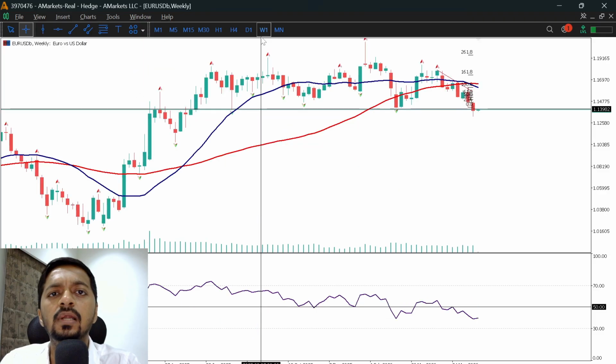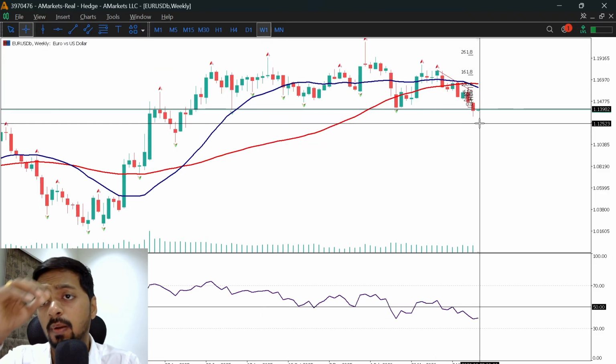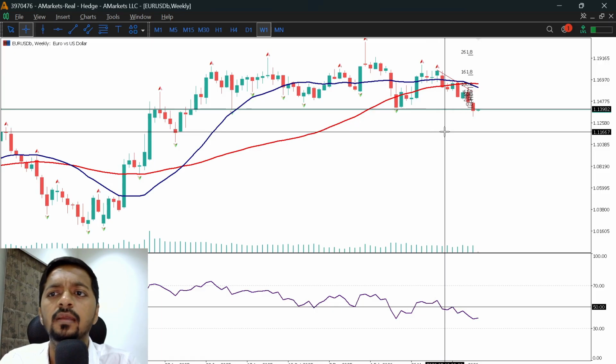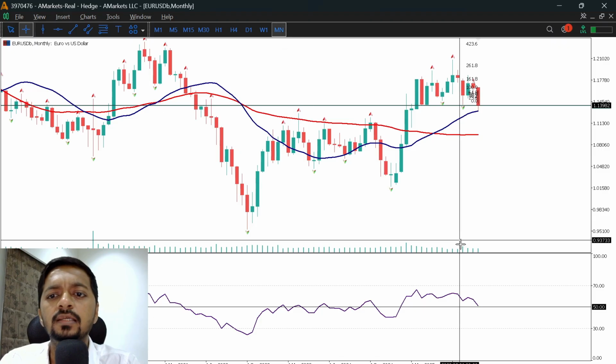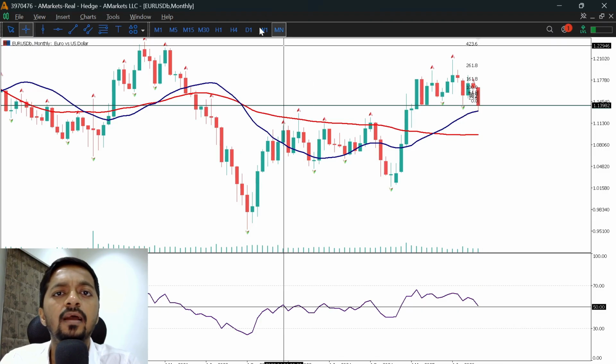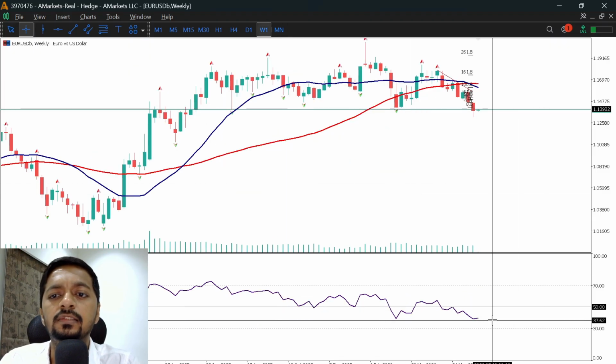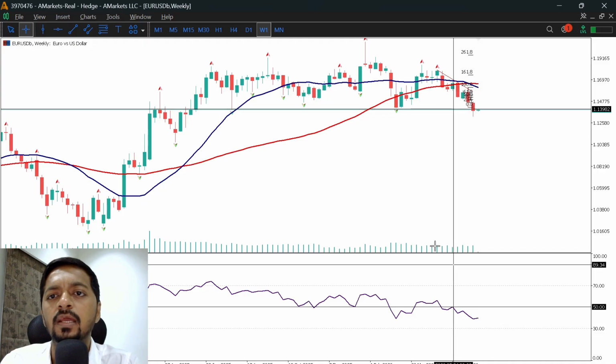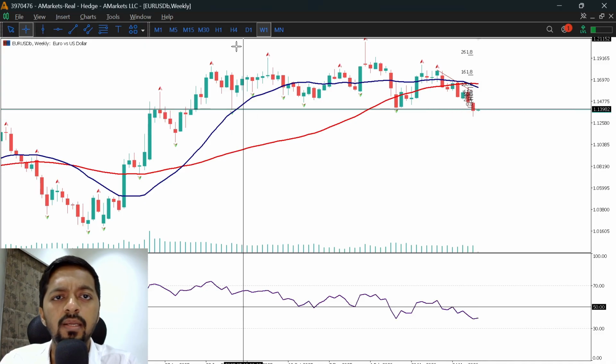So we can expect further downward continuation in the upcoming session, up to 1300 and even 1250. If you look at the monthly RSI, it's trading nearby the 50 line, while the weekly RSI is trading below the 40 line, indicating that medium to long-term momentum is clearly supporting this downward trend, right?